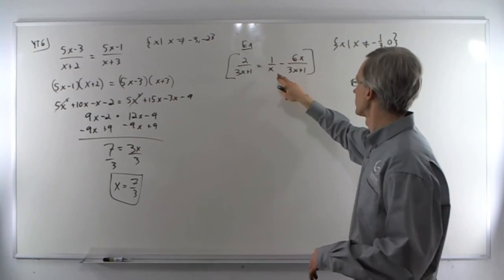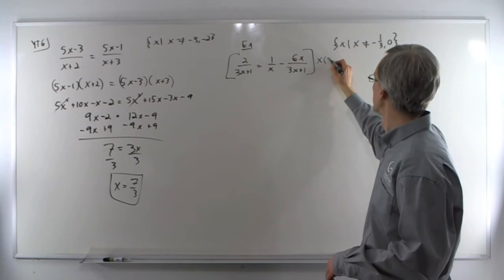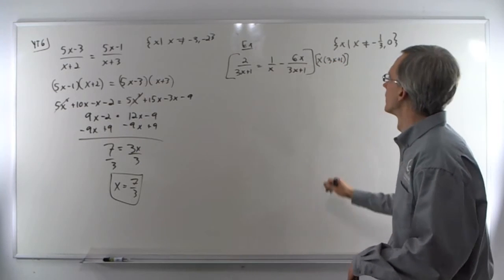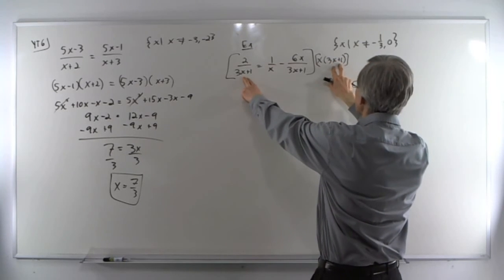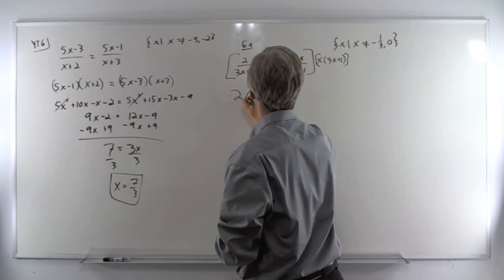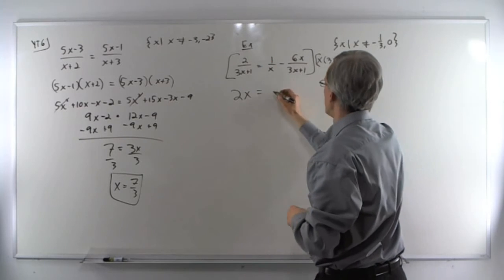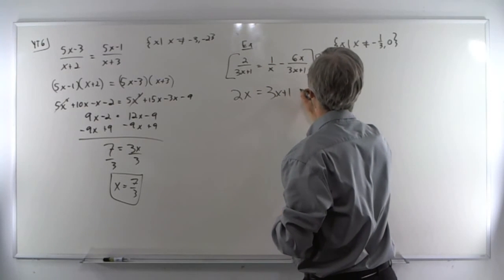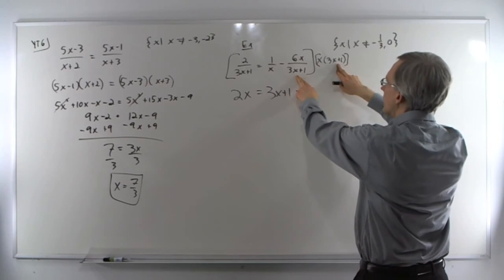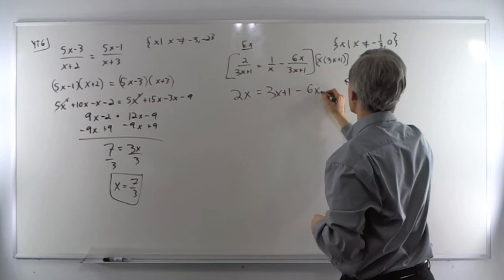So you have two unique factors. We have x and 3x plus 1. So we'll multiply this by x times 3x plus 1. For this fraction, the 3x plus 1's cancel, and you just have 2 times x. Here the x's cancel, so I have 1 times 3x plus 1. Here the 3x plus 1's cancel, so we have negative 6x times x, so negative 6x squared.